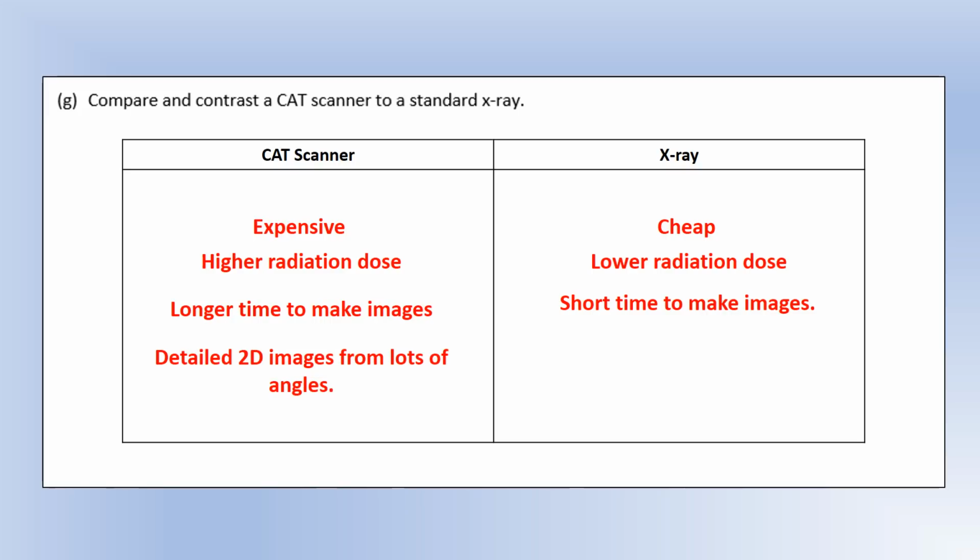On the flip side, with a CAT scanner, you get 2D images that you can look at from lots of angles and in lots of detail, whereas with an X-ray, you get one 2D image from one side of the patient, so you can't get as much detail.